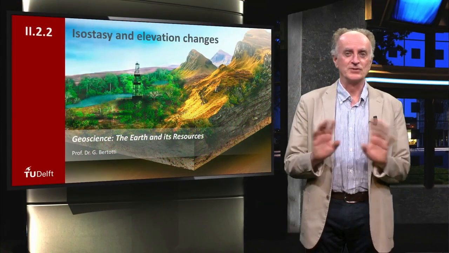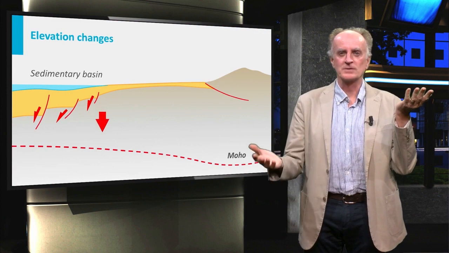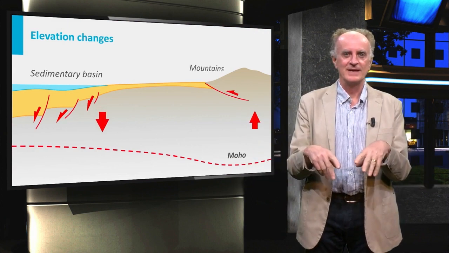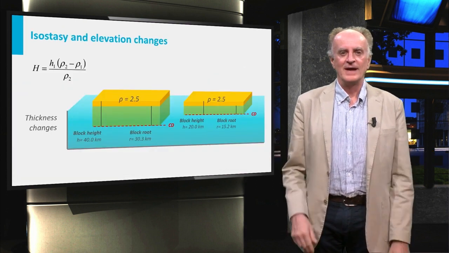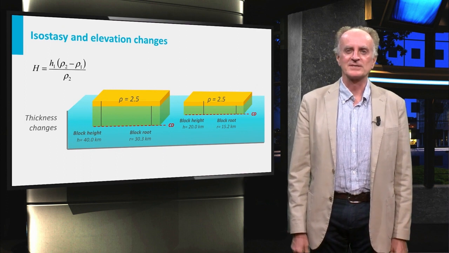The Earth is not static. Mountains rise and subsidence occurs, allowing for the accommodation of kilometers of sediments. How does this work? Our discussion of vertical movements is based on the principles of isostasy.